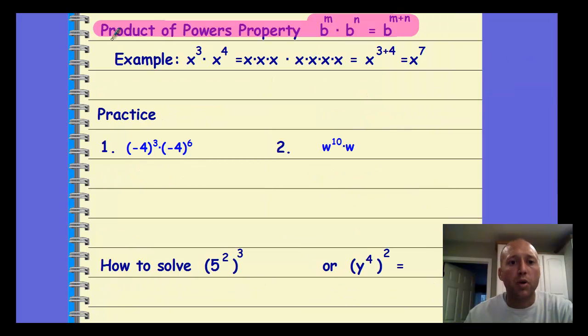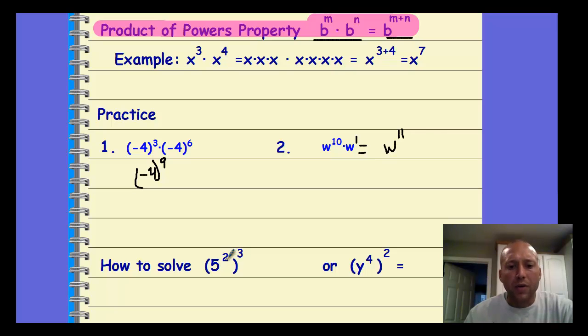So that's called the product of powers property, where b to the m times b to the n is equal to b to the power m plus n. Some practice problems here. This would be the same thing as -4 to the 3 plus 6, ninth power. And you can evaluate that with a calculator, but that's another way of writing that. This one would be w to the, this right here is w to the first. So then if you add them, to the 11th power, w to the 11th.